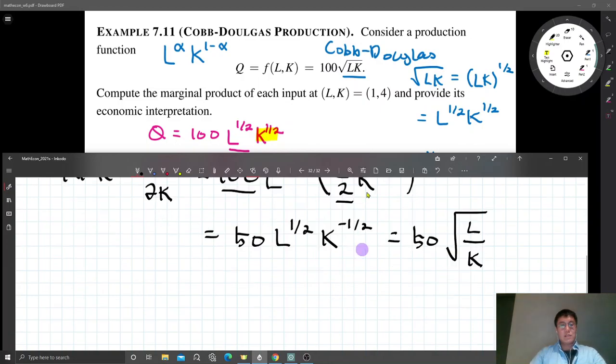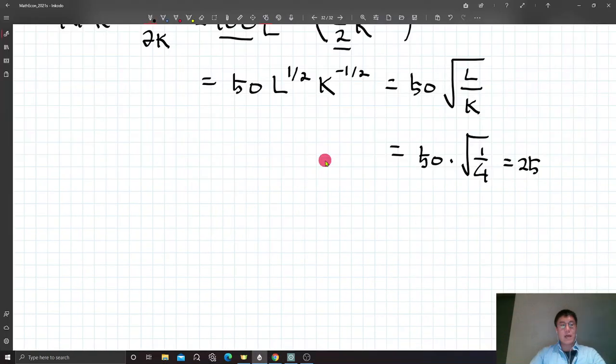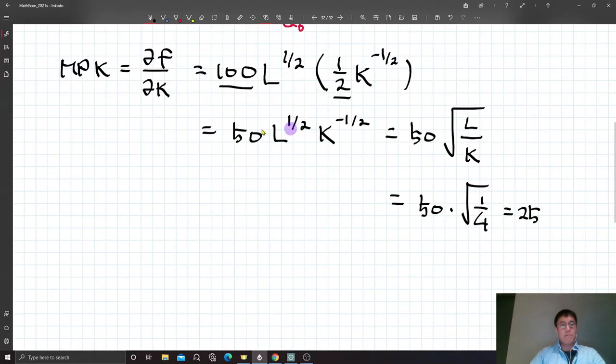Okay. So if we evaluate the marginal product at (1, 4), so currently you hire 1 person and you borrow 4 units of capital, then this number is going to be 50 times square root of 1/4, so 25. So MPK at that point turns out to be 25. Its economic interpretation: if you employ 1 more unit of capital, you can increase your quantity produced by 25 units.